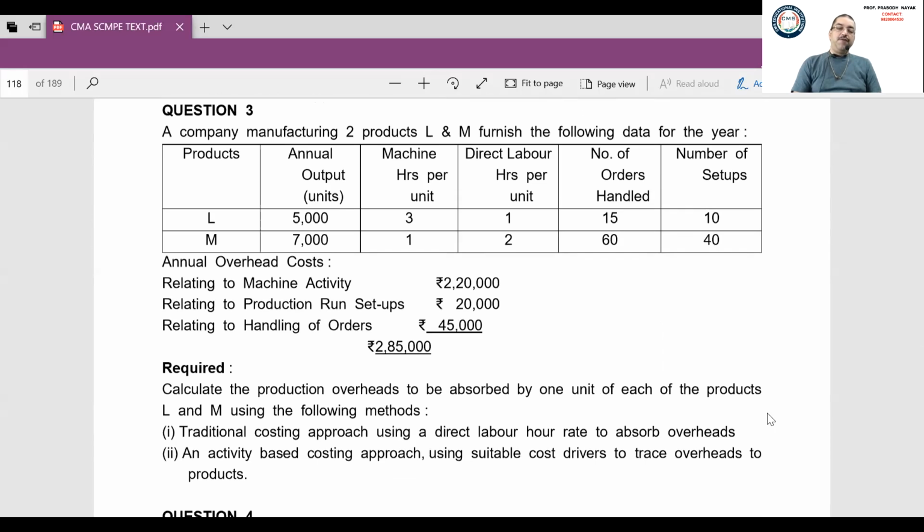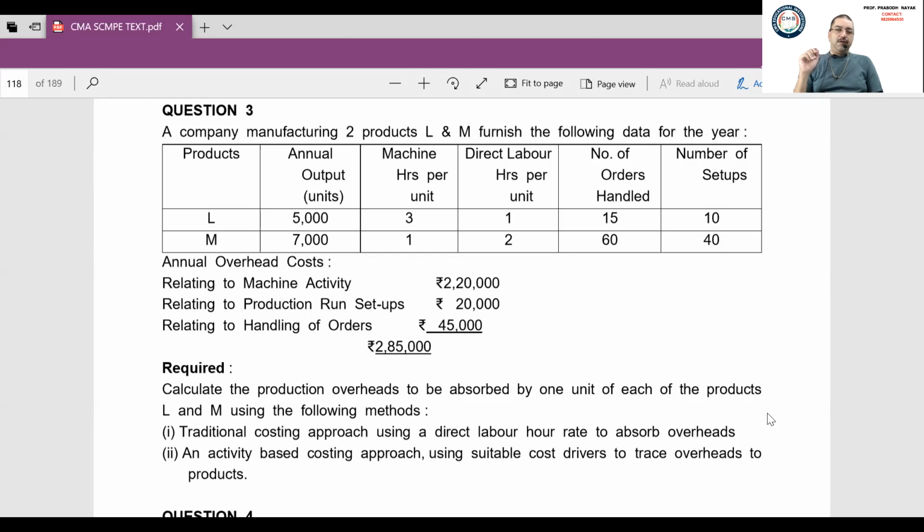A company manufacturing two products L and M furnishes the following data for the year. Annual output is given as 5,000 and 7,000. Machine hours per unit is 3 and 1: 3 hours per unit for L and 1 hour per unit for M. Direct labor hours is 1 and 2. Number of orders handled, 15 orders and 60 orders. Number of setups, 10 and 40.